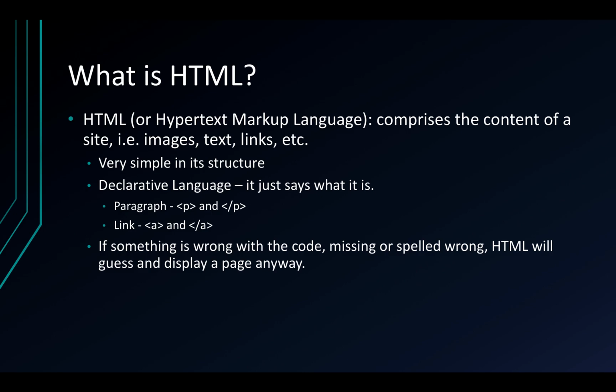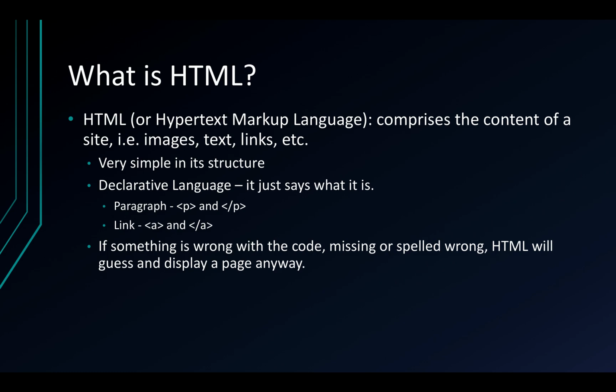It's a declarative language. It basically just says exactly what it is. And most of it makes a whole lot of sense. So if you're looking at code and you don't really understand what all of the tags are, often you can sort of put two and two together. So here you see a paragraph is a P tag, okay? A link is an A tag, which is not quite as intuitive, but you'll get the hang of it, okay?